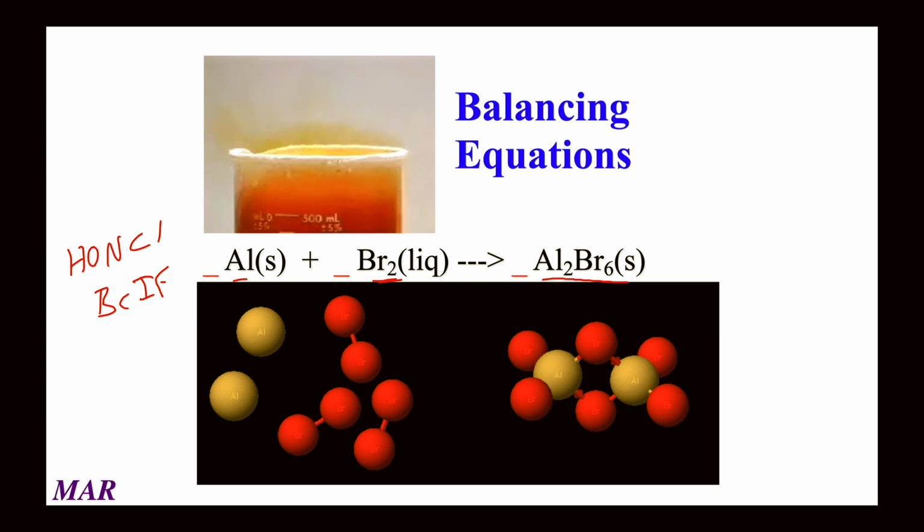Bromine is one of the 7. It's the Br in HONClBrIF. It's the B in "Have No Fear of Ice Cold Beer." It's one that does exist as 2. But aluminum is not one of the HONClBrIFs or "Have No Fear of Ice Cold Beer." So notice here how aluminum is by itself, but bromine is a pair.